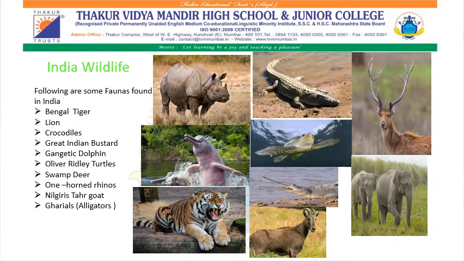So children, we have completed the lesson by learning about India's vegetation and wildlife. I hope you understood the lesson. Your assignment for today is to mark the following animals on the outline map of India: Bengal tiger, lion, crocodiles, great Indian bustard, Gangetic dolphin, olive ridley turtles, swamp deer, one-horned rhinos, Nilgiri Tahr and gharials. Here there are some animals I have shown according to the names given.